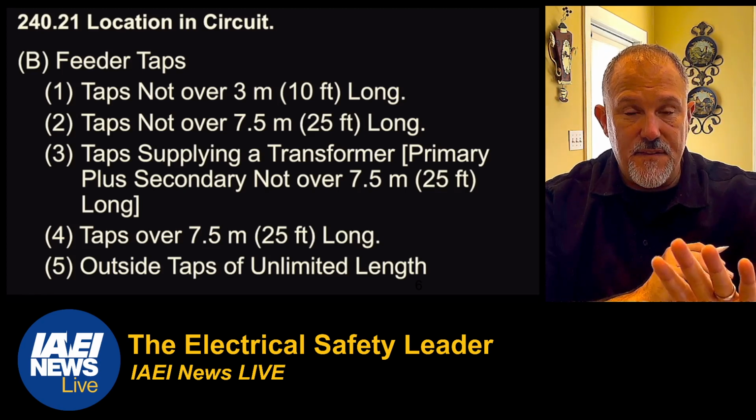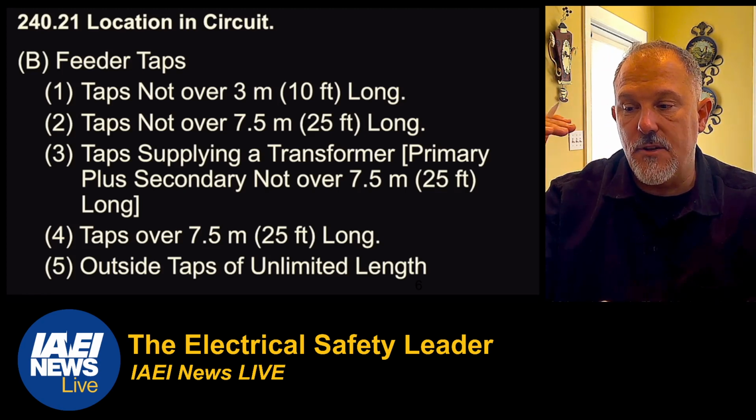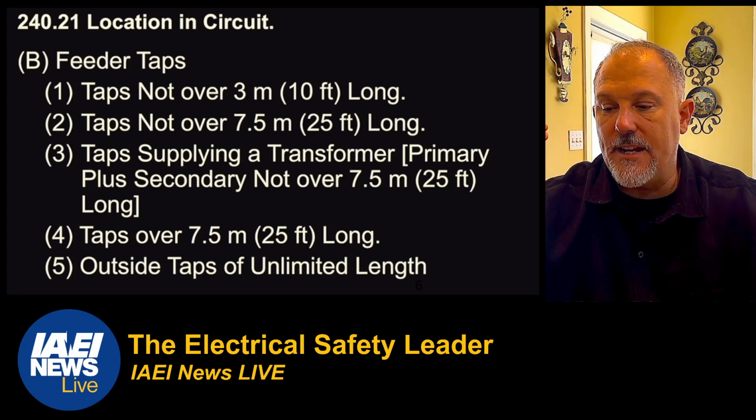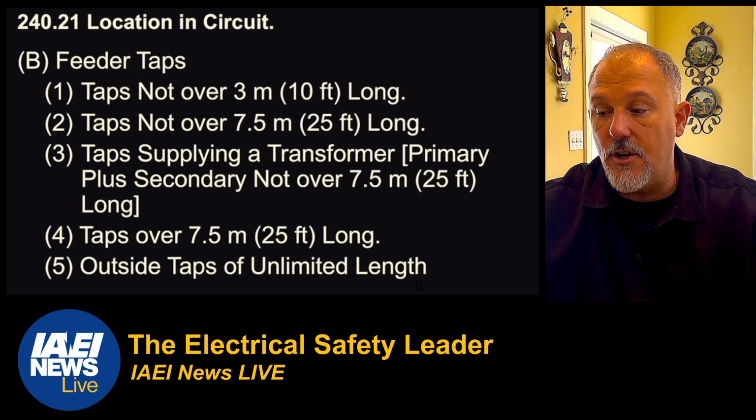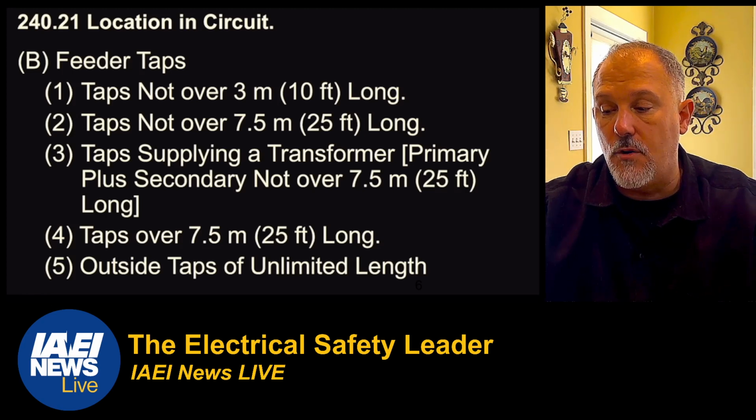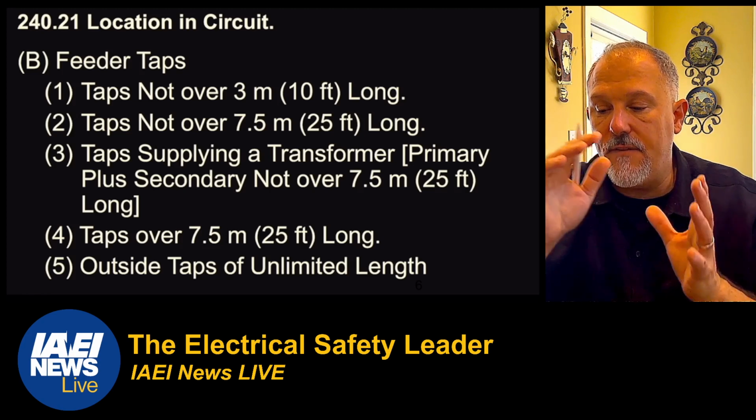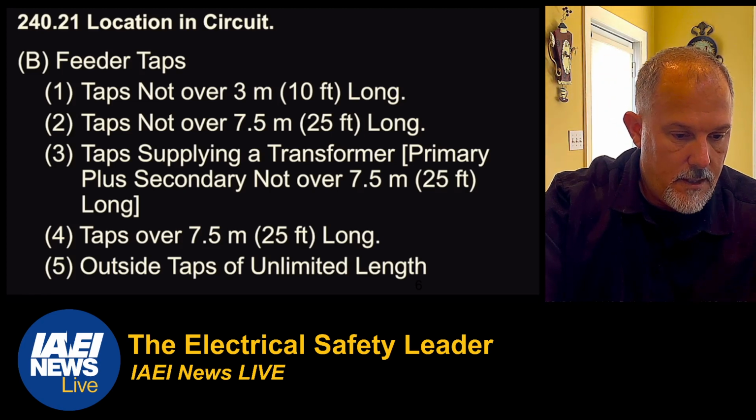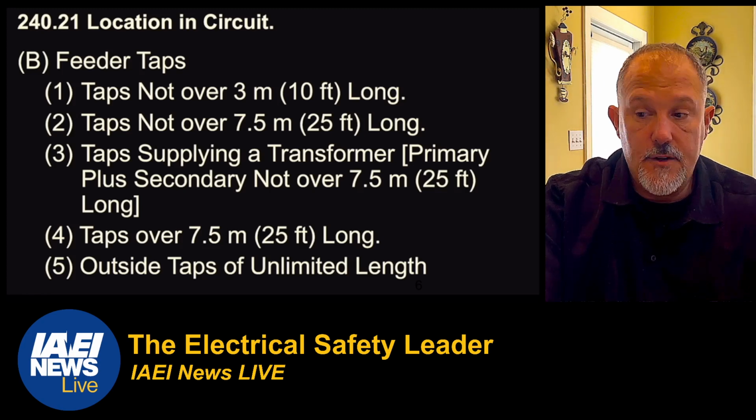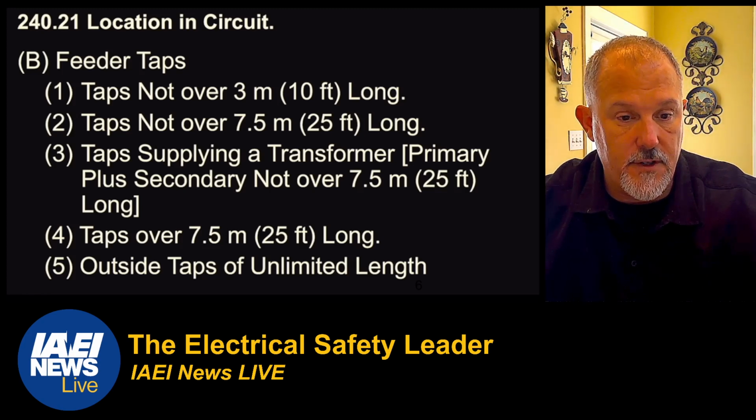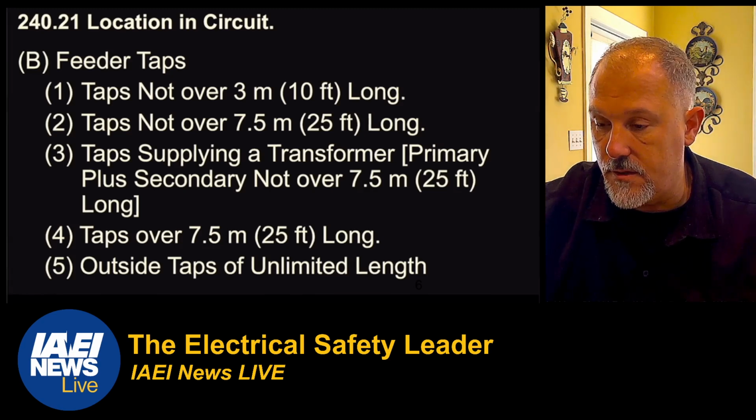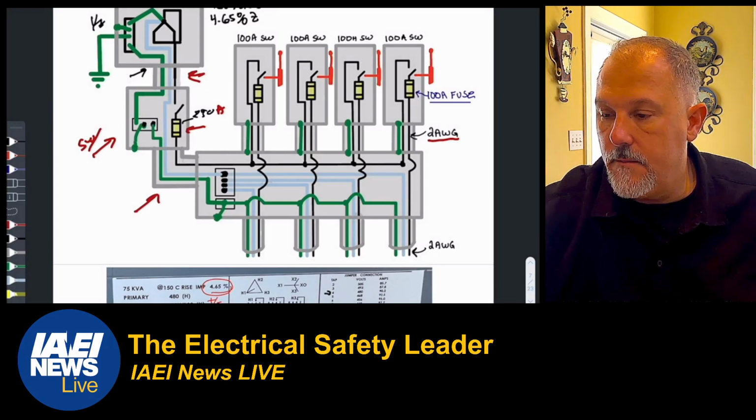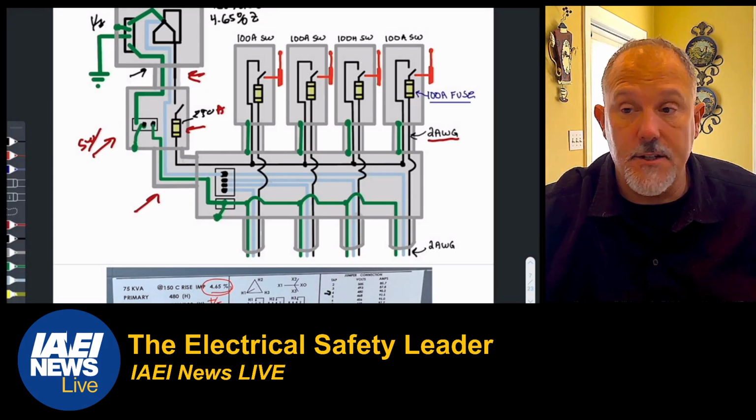All right, so there are 5 conditions here. You have taps not over 10 foot, taps not over 25 foot, taps supplying a transformer primary plus secondary not over 25 foot long, taps over 25 foot, and then you have outside taps of unlimited length. Now, the first thing we've got to do is figure out the length of these conductors.